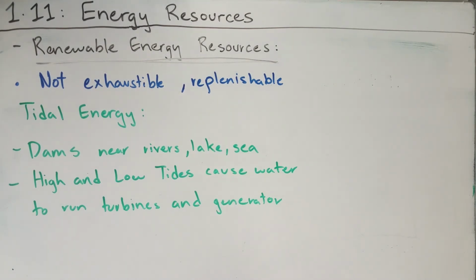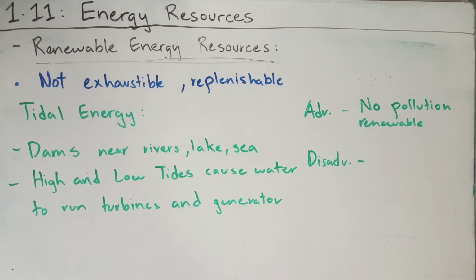High and low tides caused by the gravity of the moon cause the flow of water to run turbines and the generator, which in turn produces the electricity. Now let's talk about the advantages and disadvantages of tidal energy. In tidal energy, there's no pollution.